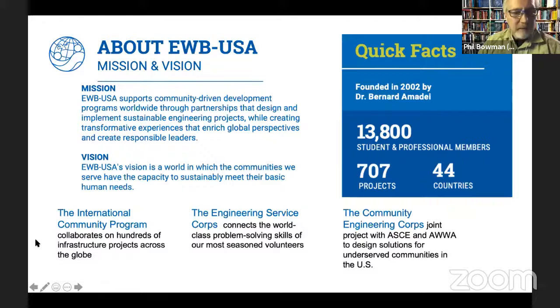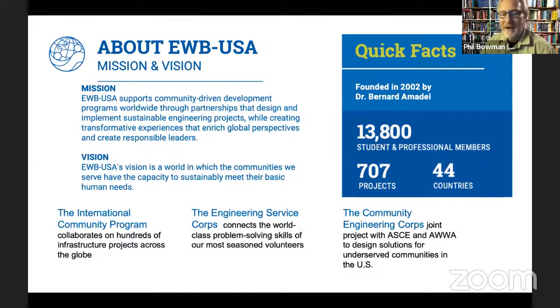The biggest one is probably the International Community Program, which is where we go into villages and communities in developing countries around the world. We've got 44 different countries, I think, that we're operating in these days. There's also the Engineering Service Corps, which is more about engineering consulting and innovative projects. One example off the top of my head is that they're working on a way to decompose all the human byproducts on Mount Everest so that they can turn that into fuel for people to cook their food on.